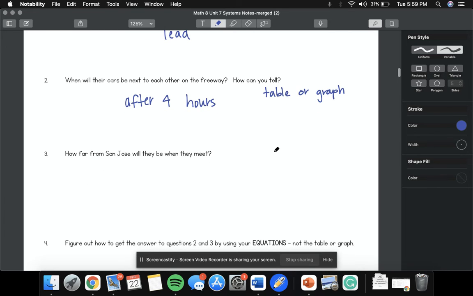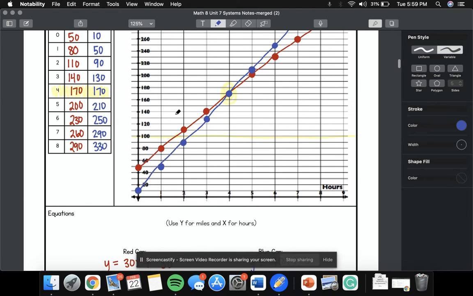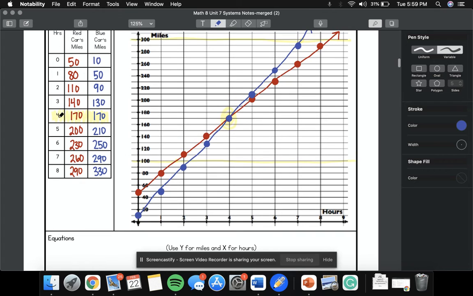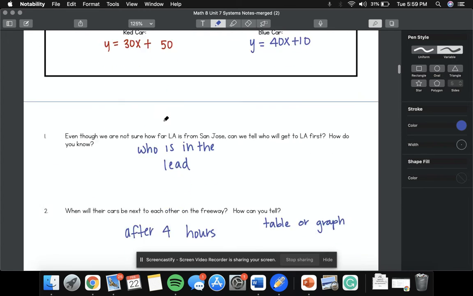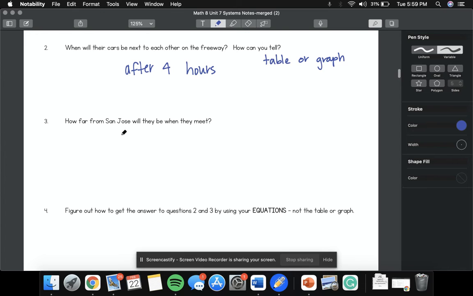All right, the next question is how far from San Jose will they be when they're right next to each other? So when we look at this, I can see 4 hours, and I can see that they're both 170 miles away. I can also see this in the ordered pair, 4 hours, 170 miles away. So they will both be 170 miles outside of San Jose when they are right next to each other on the highway.